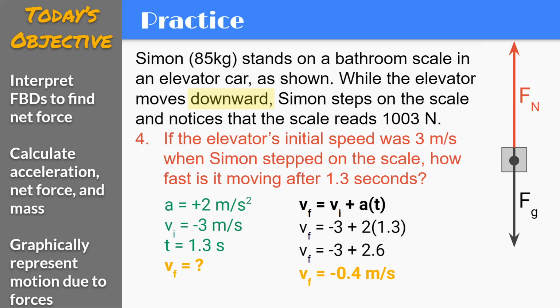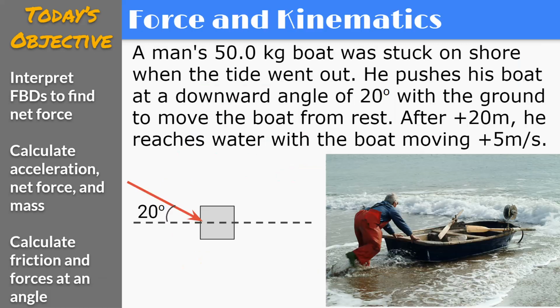So again, you should be able to use these kinematic equations in conjunction with the force stuff that we've been doing. Let's look at one last example. This time we're going to bring in an angle. It says a man's 50-kilogram boat was stuck on shore when the tide went out. He pushes his boat at a downward angle of 20 degrees with the ground to move the boat from rest. After 20 meters, he reaches the water with the boat moving 5 meters per second. I've got a picture here so you get an idea of what this scenario would look like, but let's look at what questions we're going to answer.